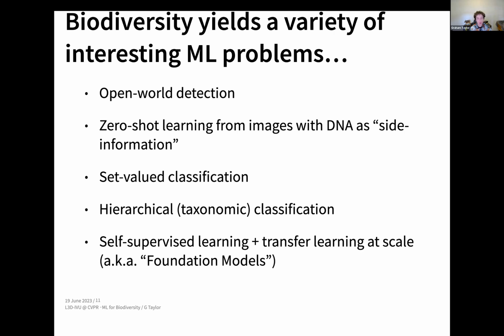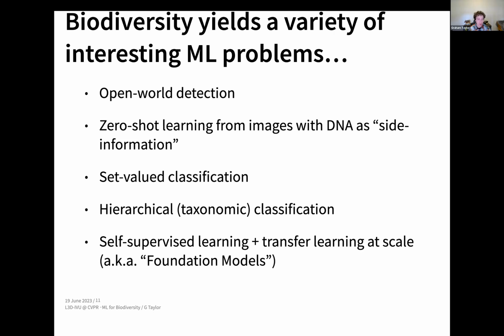So there's a lot of open world problems. This is the idea of recognizing novel classes. So we're still doing species discovery. Many of you have probably heard that the majority of the world's biodiversity is still uncatalogued. So you want to be able to recognize existing species in a reference database, but also discover new species as they are collected and found.